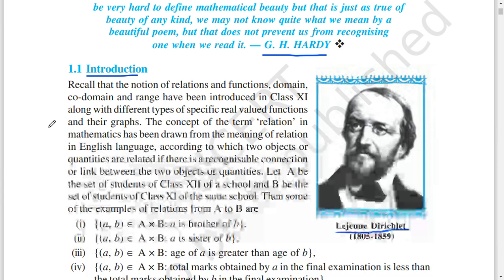The concept of the term relation in mathematics has been drawn from the meaning of relations in the English language, according to which two objects or quantities are related if there is a recognizable connection or link between the two objects or quantities.